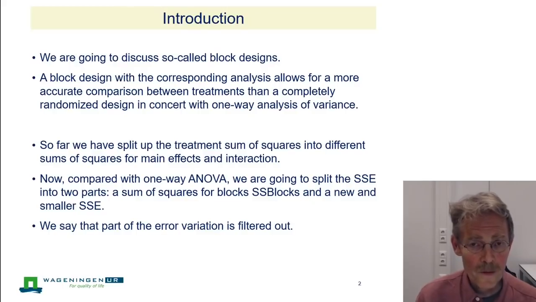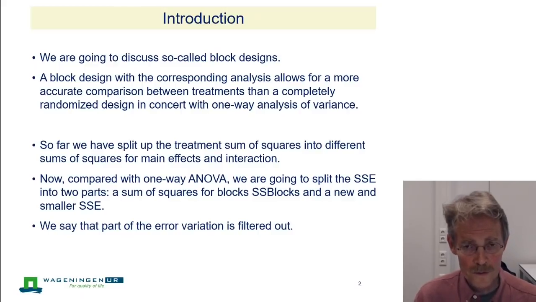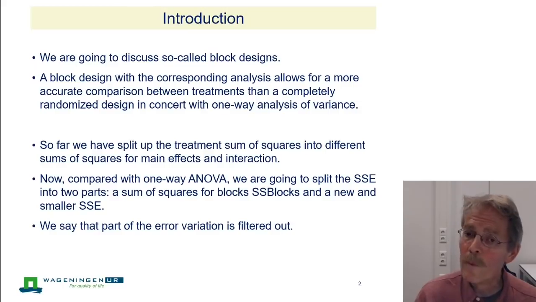Now, when we moved from one-way ANOVA to two-way ANOVA, we actually took the sum of squares for treatments from one-way ANOVA, and then we made a split into three sums of squares, one for main effects for factor A, one for main effects for factor B, and one for interaction. So instead of one sum of squares for treatments, we all of a sudden had three sums of squares there.